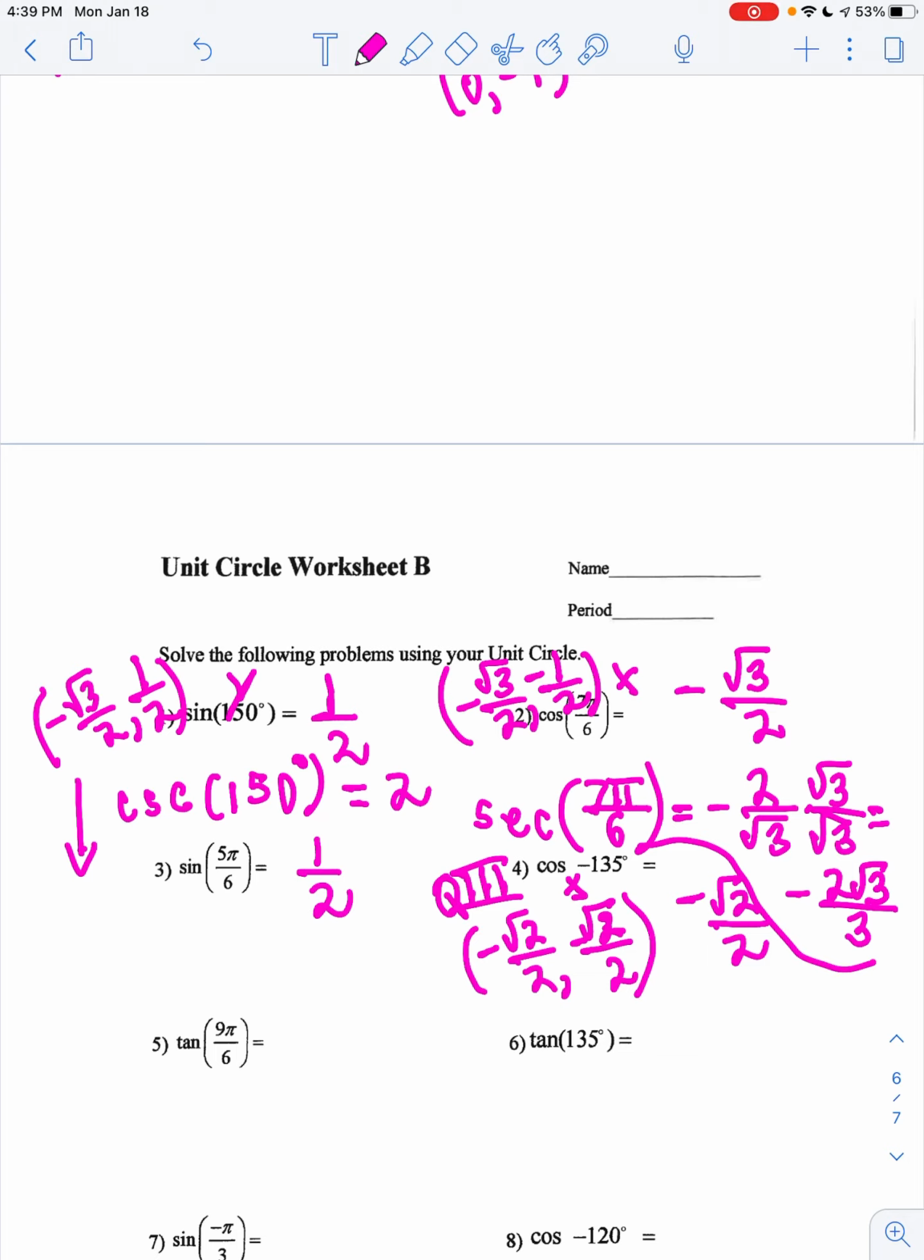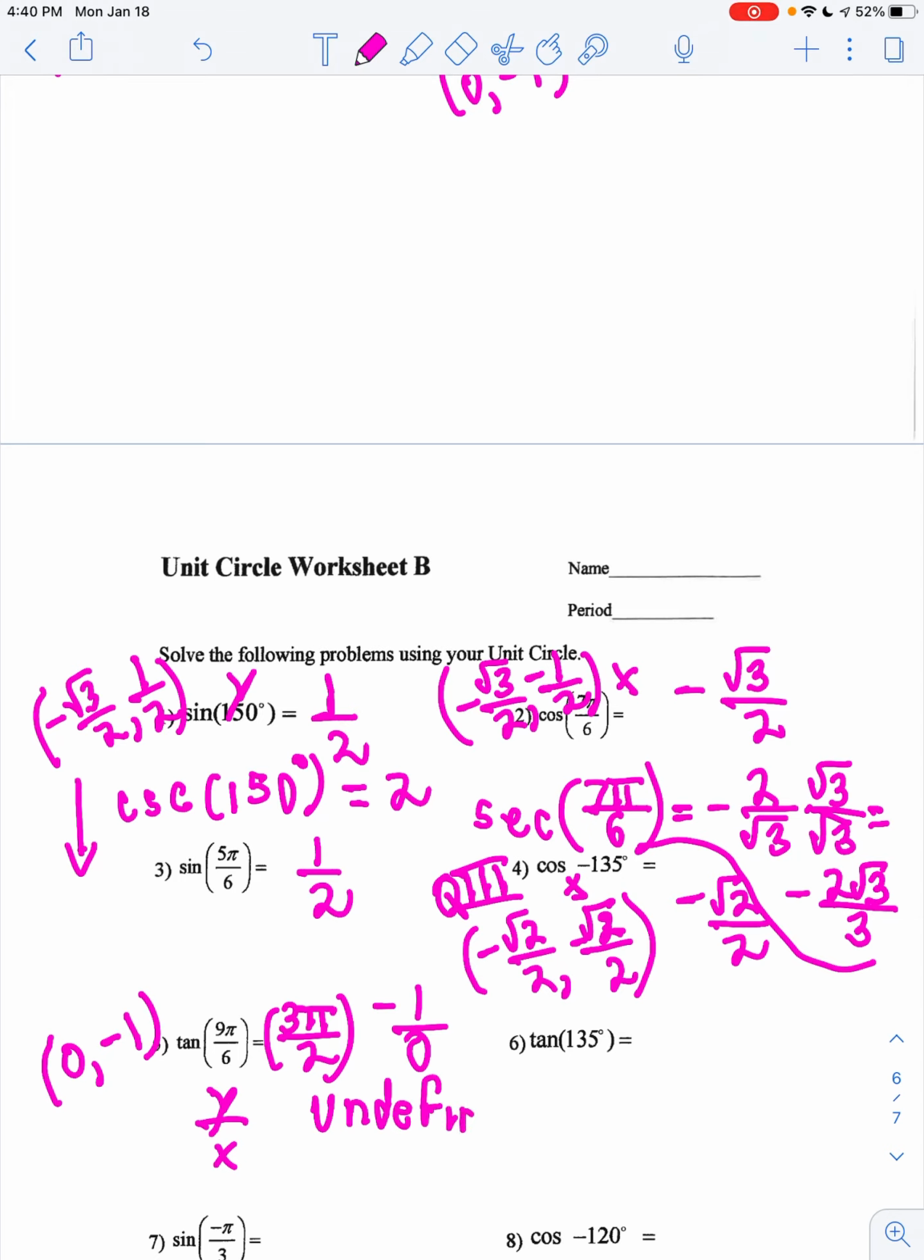Tangent of 9 pi over 6. Well, it's helpful to reduce that to 3 pi over 2. Tangent is y over x, and that's a special position, and the ordered pair is 0, negative 1. So that means we have negative 1 over 0, so we need to say undefined.